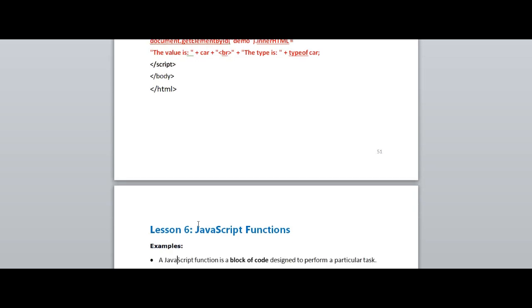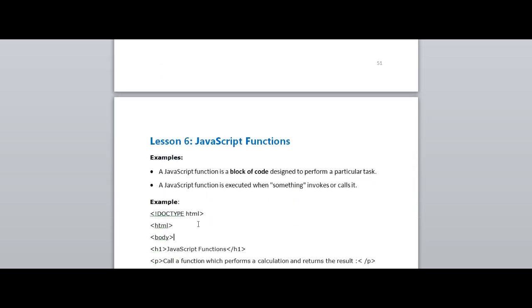Now let's make progress. Go down. Now we are done with JavaScript data types. Now let's deal briefly with JavaScript functions. Now, examples. A JavaScript function is a block of code. This is important. Block of code designed to perform a particular task. A JavaScript function is executed when something invokes or calls it.